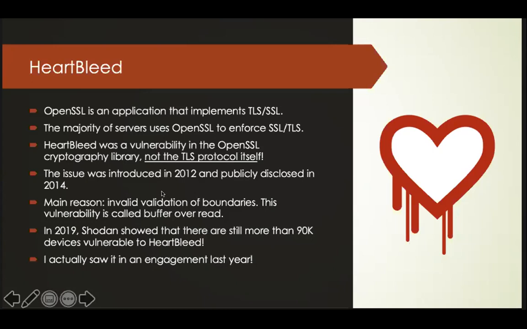Now the issue was introduced in 2012. It was publicly disclosed in 2014. So it has been introduced 2 years before the exposure, basically. The main reason behind the vulnerability is an invalid validation of the boundary used, okay? This is actually something called buffer overread. This is actually the correct name of this vulnerability.